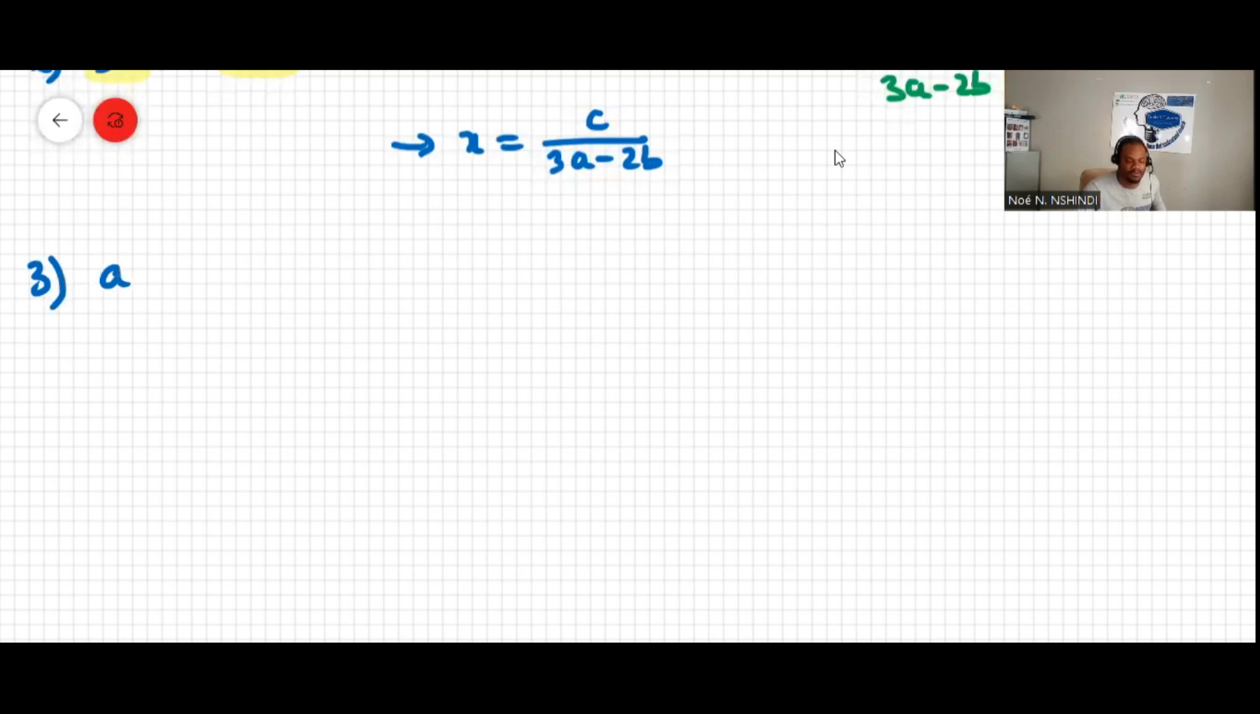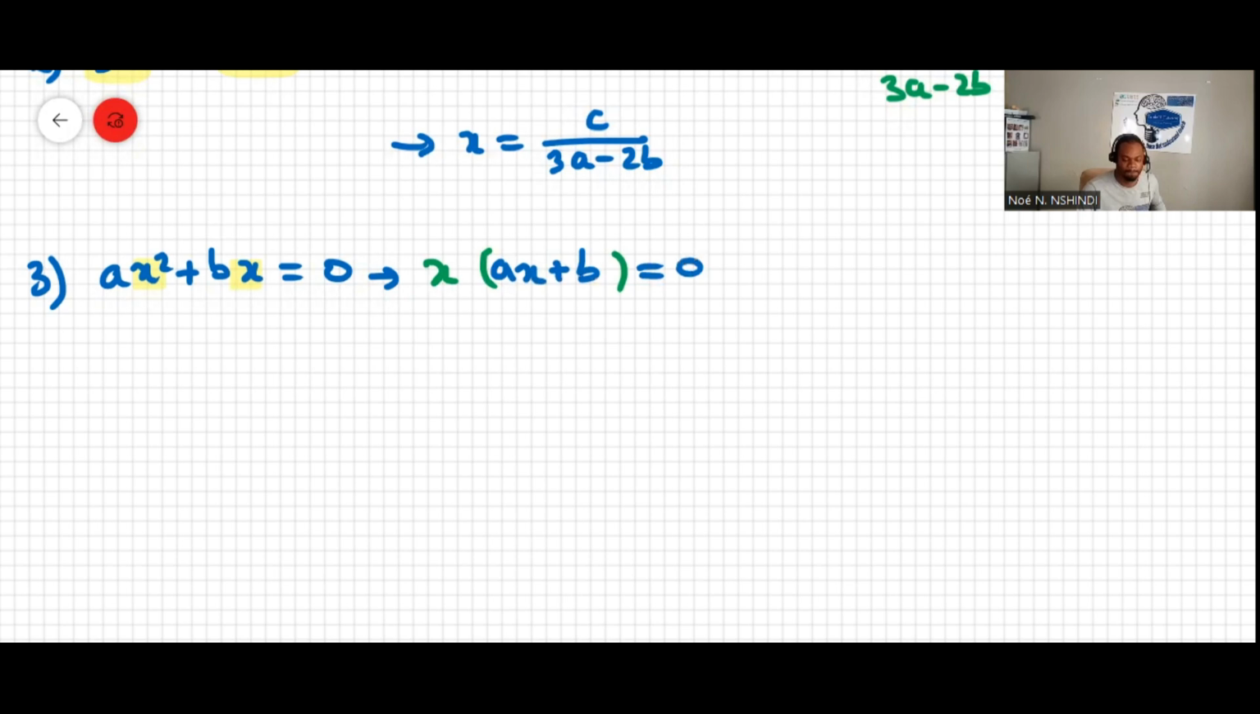And question 3 says AX squared plus BX equals 0. And then we note that we have X here and X there. We can take X as common factor. And then this would be X times (AX plus B) equals 0. Now, it doesn't really help because we still have another X there. What can we do then?